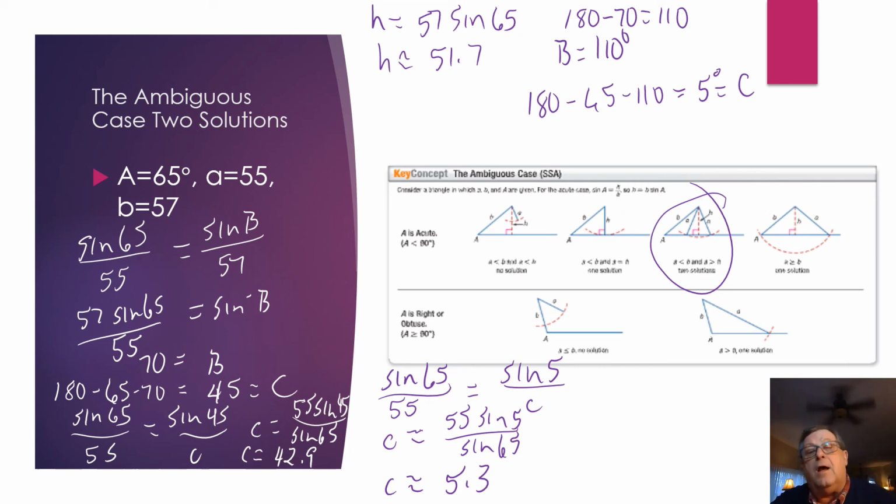I would tell you I love these ambiguous cases. Maybe when I get to the end of it, I actually do like it. When I'm in the middle of it, not so much.